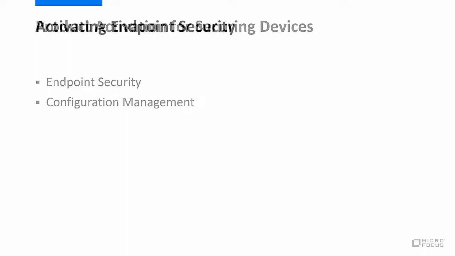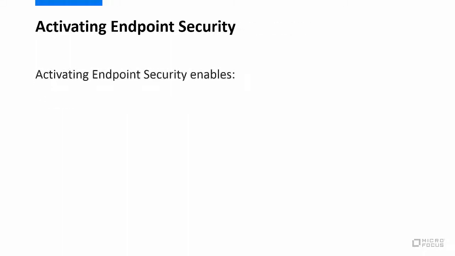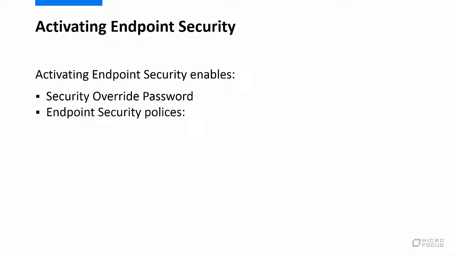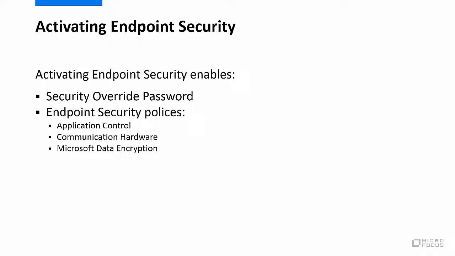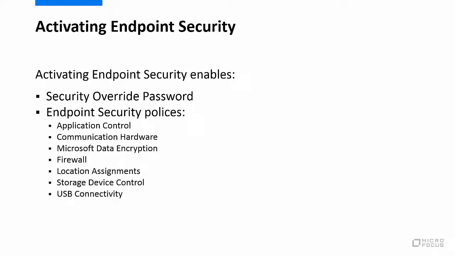Activating Endpoint Security enables creation and deployment of security policies for Windows devices and the use of a security override password. The policies govern controls for applications, communication hardware, Microsoft data encryption, firewall settings, location assignments, storage devices, USB connectivity, VPN enforcement, and Wi-Fi usage.